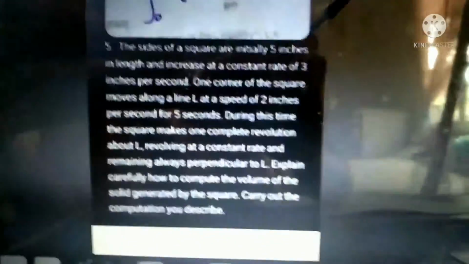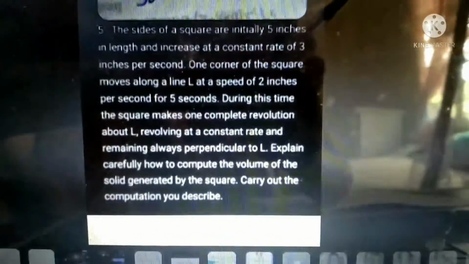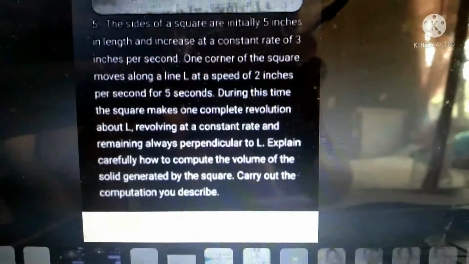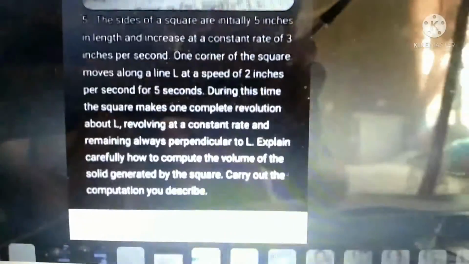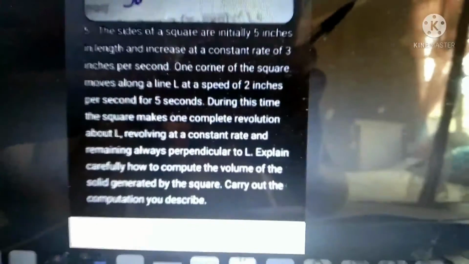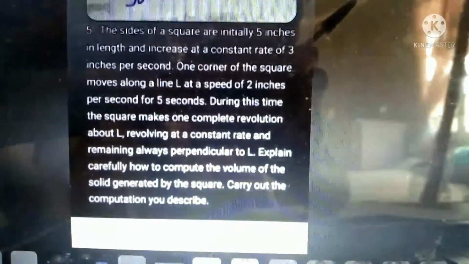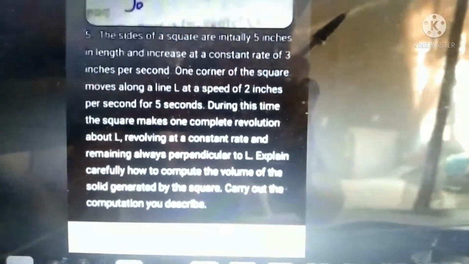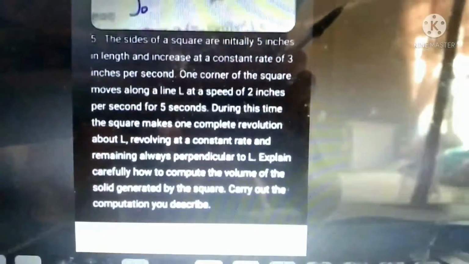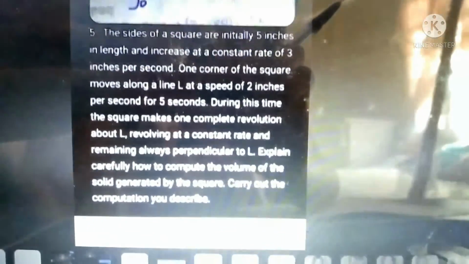So, let's proceed to number 5. The sides of a square are initially 5 inches in length and increase at a constant rate of 3 inches per second. One corner of the square moves along a line L at a speed of 2 inches per second for 5 seconds. During this time, the square makes one complete revolution about L, revolving at a constant rate and remaining always perpendicular to L.